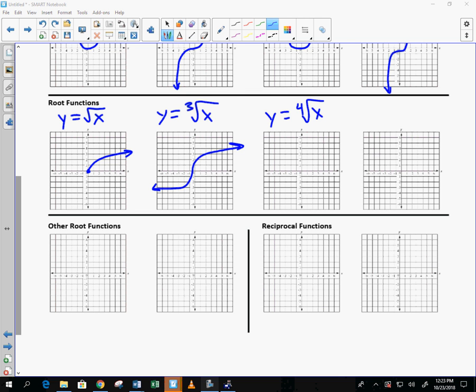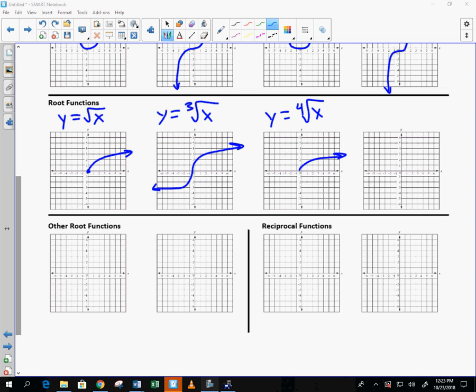What if I have the fourth root of x? Is that going to look more like the square root of x or the cubed root of x? Square root of x, yep. It's going to be a little bit flatter. You notice I don't really draw it any differently. It's really tough to tell the difference. You just kind of want to get the general shape.